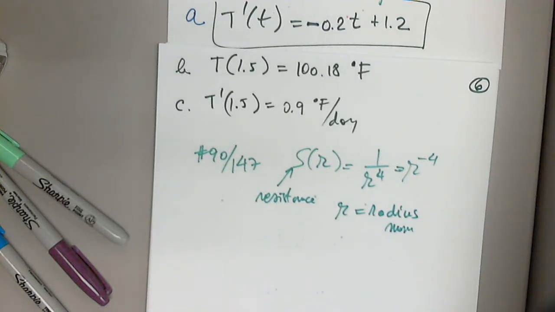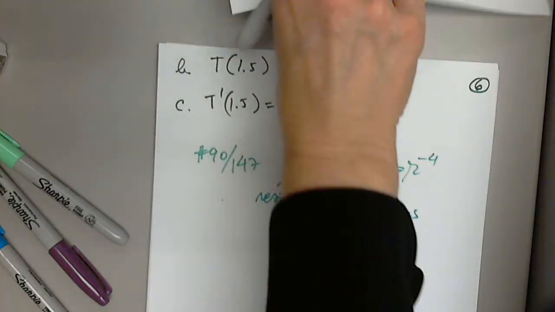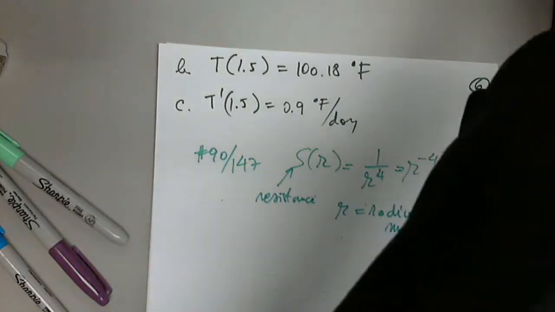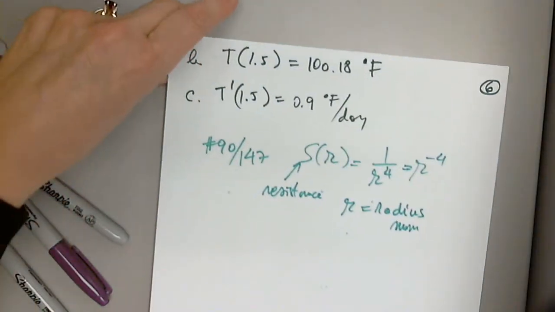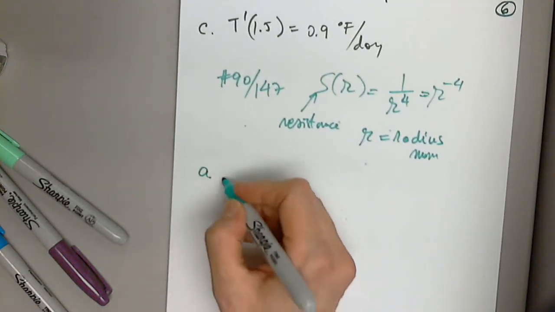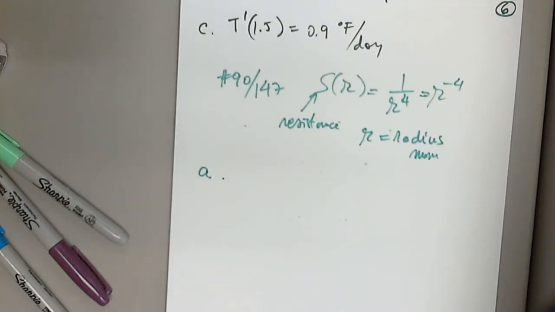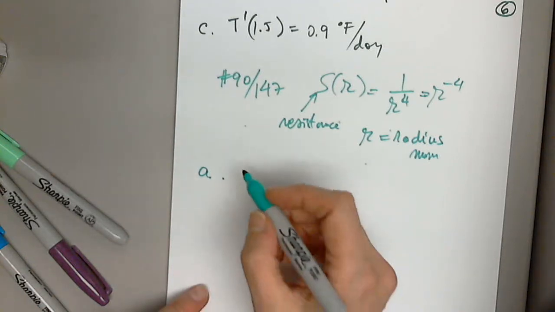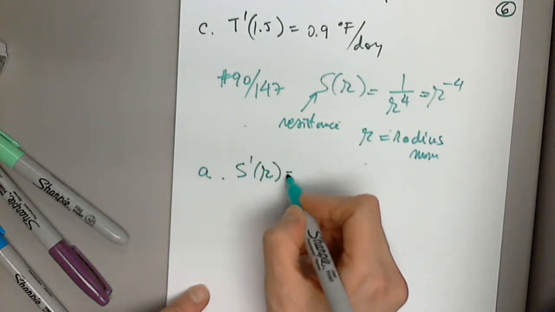What am I asked to find? One more time. Find the rate of change of resistance, meaning the function, right? We're not asked to plug in anything, and I can't plug in anything until I find the function anyway. So in part A, the rate of change of resistance with respect to the blood vessel's radius. S prime of R, good.